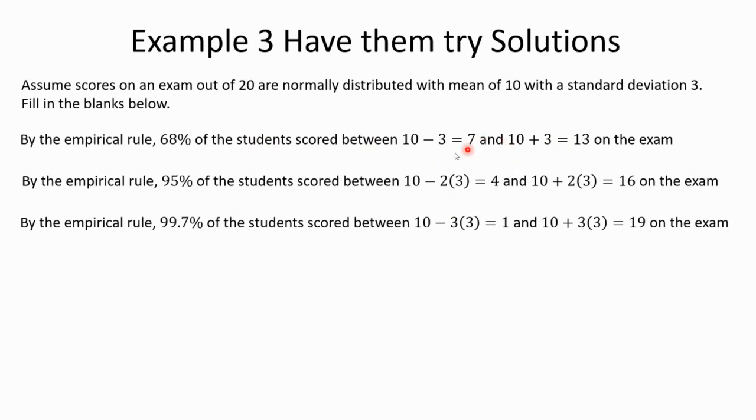Now, for the next one, 95%, basically what you do is you subtract 2 times the standard deviation and add 2 times the standard deviation. So we have 10 minus 6, which is 4, 2 times 3. 10 plus 2 times 3, which is 16. Again, 3 is the standard deviation, so we're subtracting and adding 2 times that to the mean. So between 4 and 16 do 95% of the test scores lie? 95% of the data.